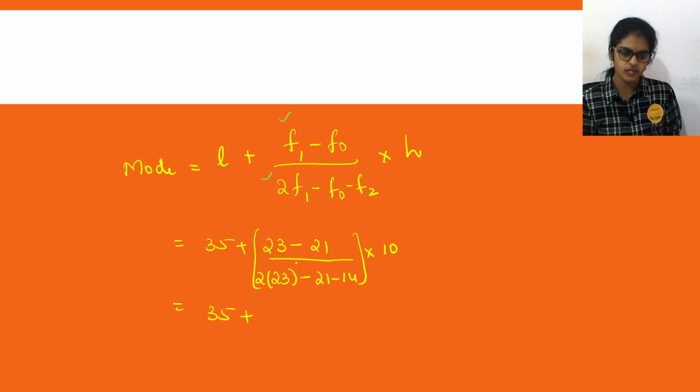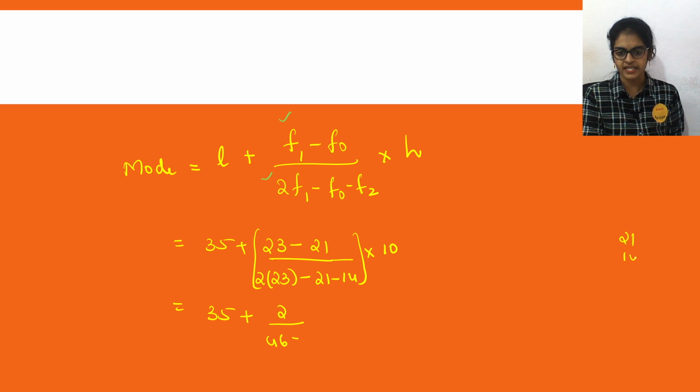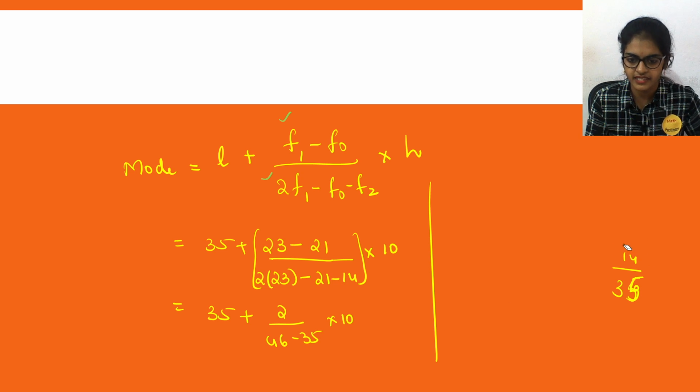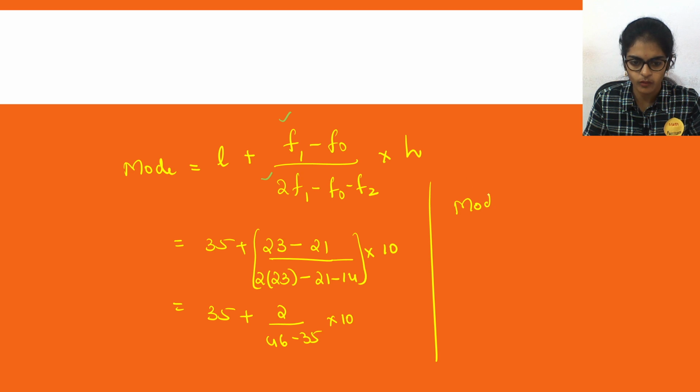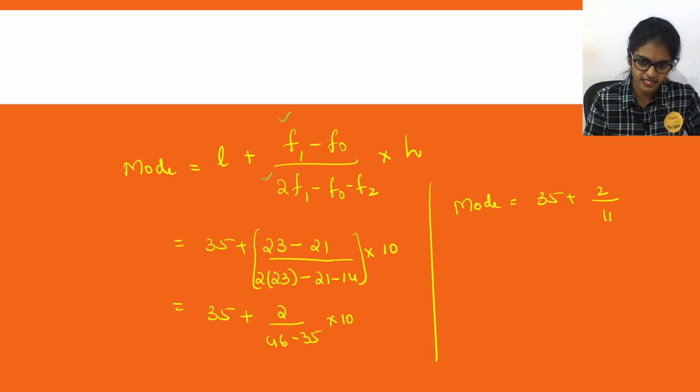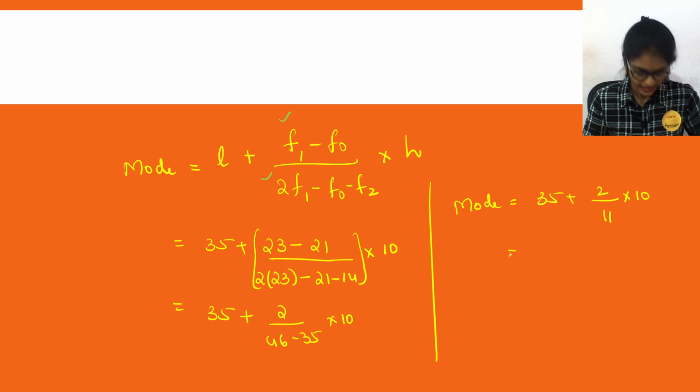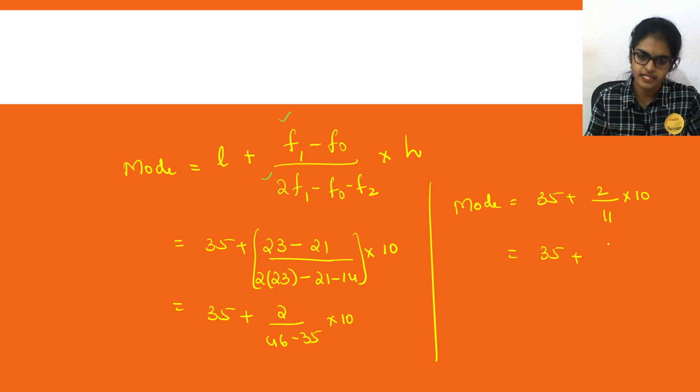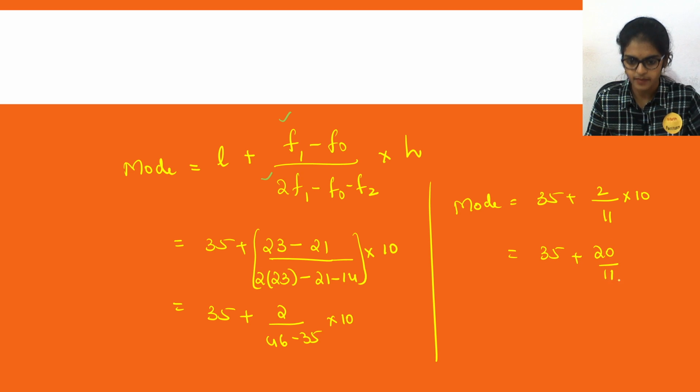Now let's calculate this value. 23 minus 21 is 2 divided by this is 46. 2 into 23 is 46 minus 21 minus 14. So minus 21 minus 14, you will add it. So you will have 35, multiplied by 10. So let us calculate it further here. So it's nothing but mode is equals to 35 plus 2 divided by 46 minus 35 is 11, into 10. That is equals to 35 plus 2 into 10 is 20 divided by 11.